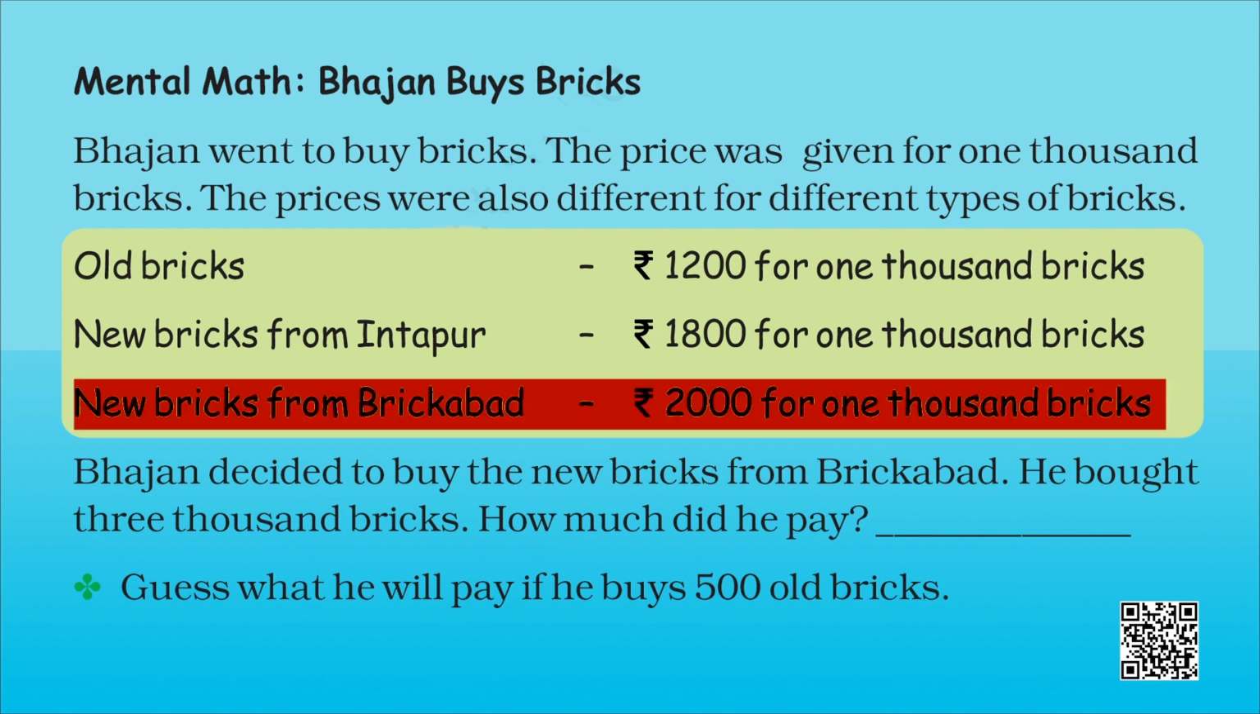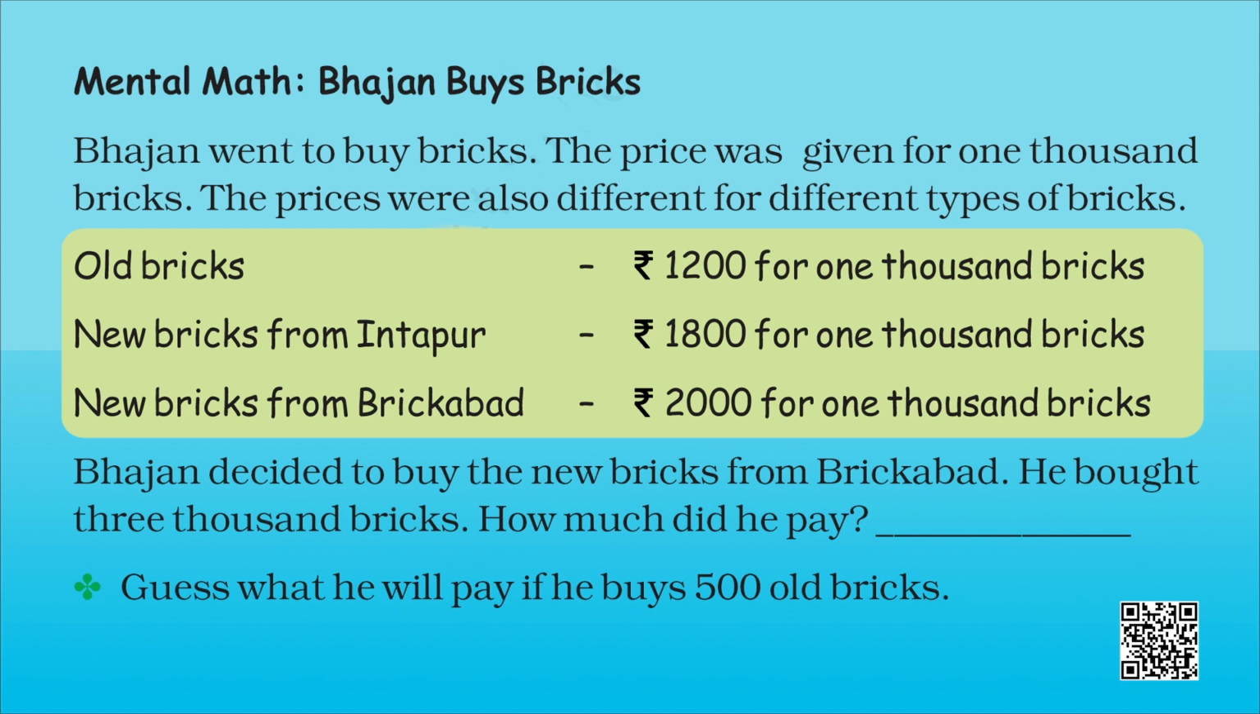We know that the cost of 1000 bricks from Brickabad is rupees 2000. So, if we want to buy 2000 bricks, we have to pay 2000 rupees plus 2000 rupees, which is equal to 4000 rupees. Now, Bhajan wants to buy 3000 bricks. So, we have to add 2000 rupees plus 2000 rupees plus 2000 rupees, which is equal to 6000 rupees. Therefore, he has to pay 6000 rupees to buy 3000 bricks from Brickabad.